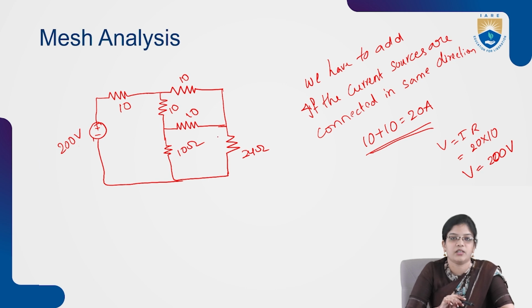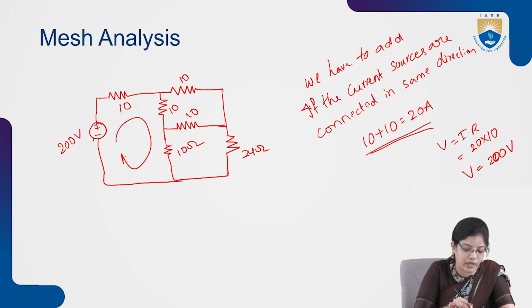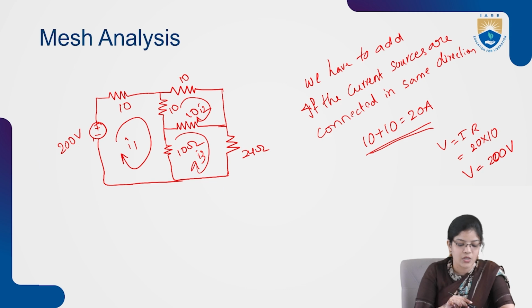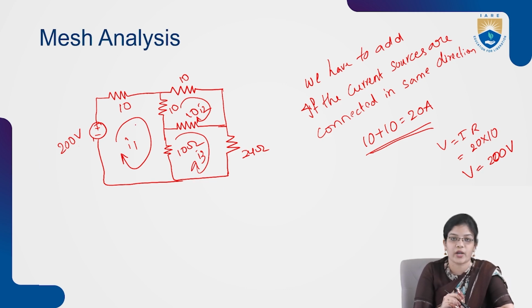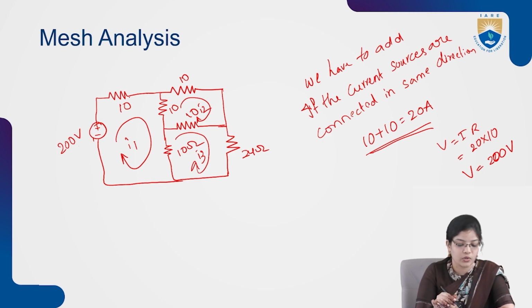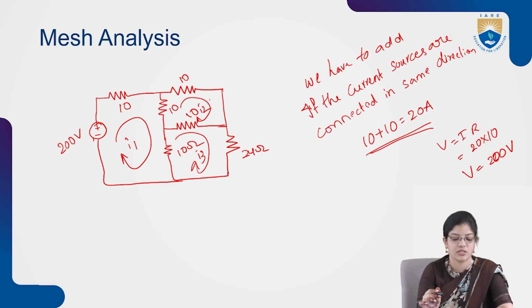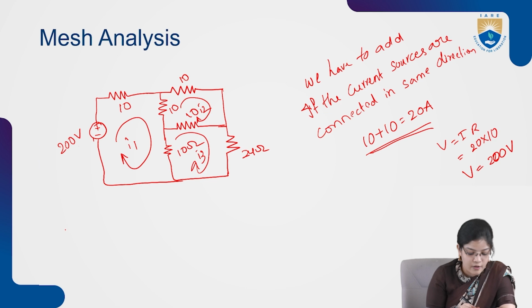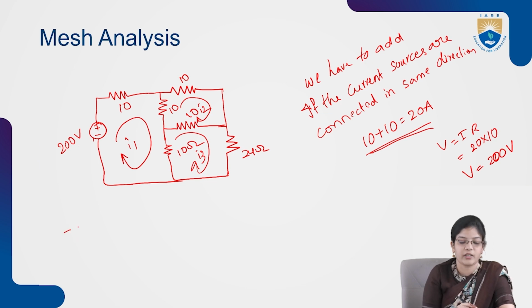So first, if we see this circuit, there are three meshes which will be denoted with I1, I2 and I3. So these are the three meshes which we have denoted, and then we have to write the equations of each mesh by using KVL. If we take the directions of these currents as clockwise, the equations of each mesh can be written as, first, the current is flowing from negative to positive.